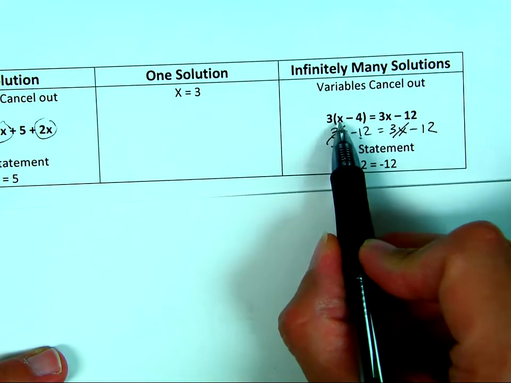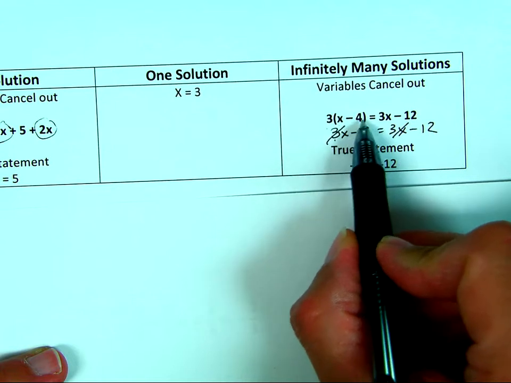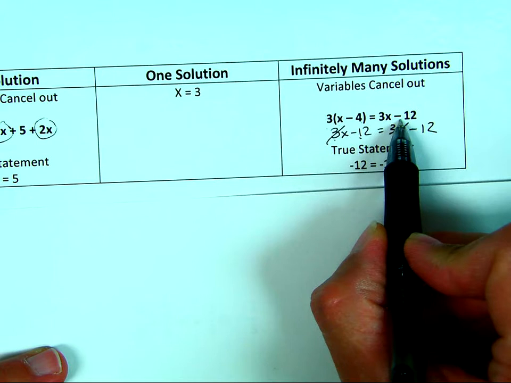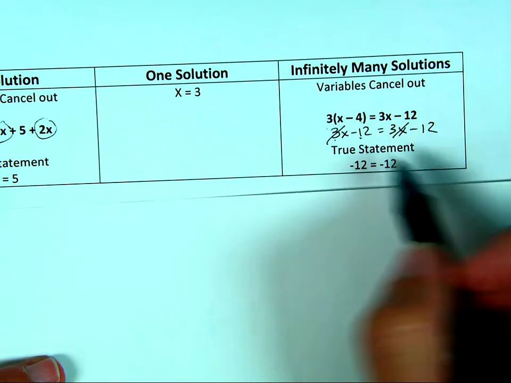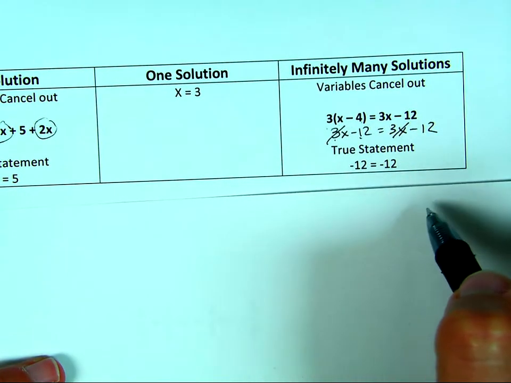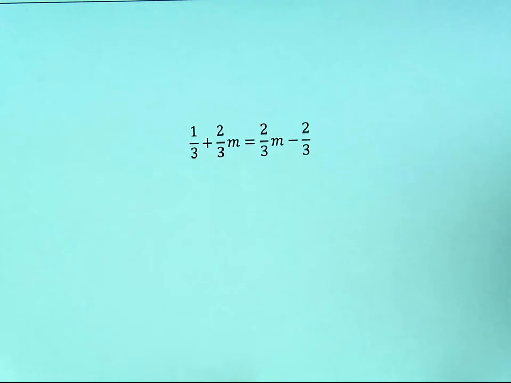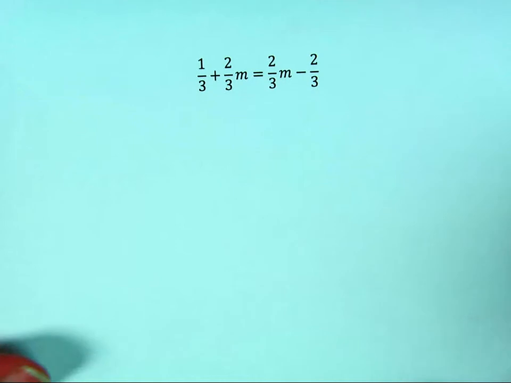So if I plug 0 in, 0 minus 4 times 3 is negative 12. 3 times 0 is 0, minus 12. Any number you want. Plug it in for every x you see and you'll get a true statement. So with that in mind, let's solve some equations, keeping in mind that that's probably what's going to happen. We're going to get one of three things: either one solution, no solution, or infinitely many solutions.